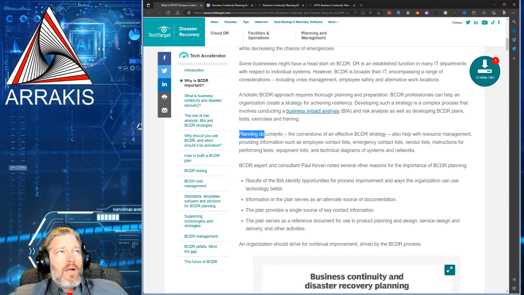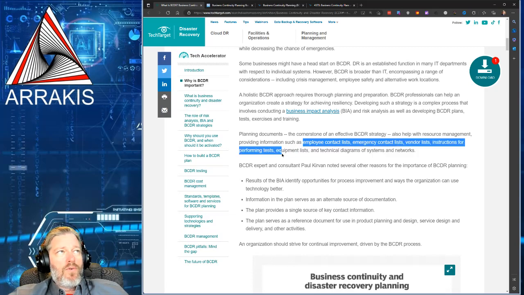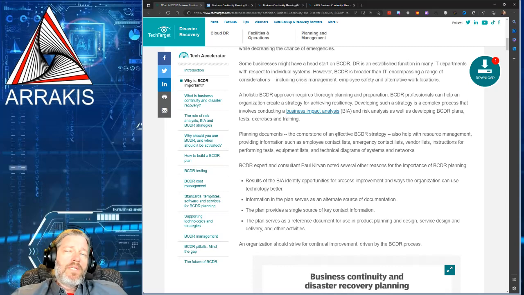So planning documents, the cornerstone of effective BCDR strategy, resource management, emergency employee contact list, things like that, event instructions for performing tests. These are all the cornerstone of effective BCDR strategy. So if somebody was to tell me, and I actually did have this happen, that Datto is a single source of a BCDR solution, I would ask them, okay, if the CEO has a heart attack and he's the critical signer on a contract to further the business, how is Datto going to prevent that heart attack from happening? Generally, I get no response to that. So that's just an example of BCDR.